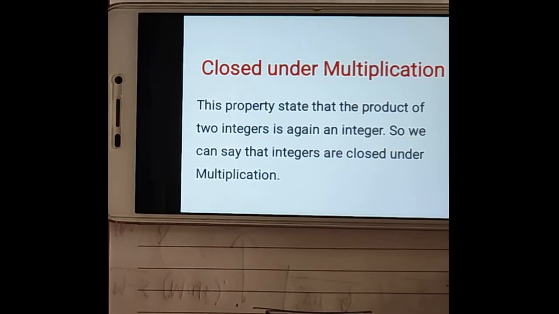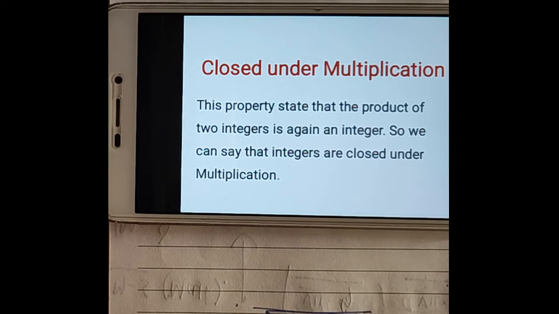First of all you have closure under multiplication. So what does this property indicate? We have the closure property under addition also. I mentioned in the previous class that when a whole number is added to another whole number, the result will be a whole number. Likewise, we have the first property, in which you have to study closure under multiplication.